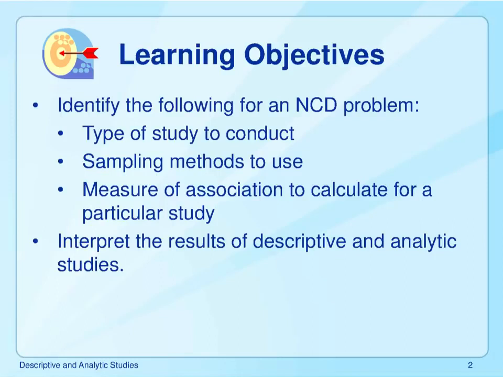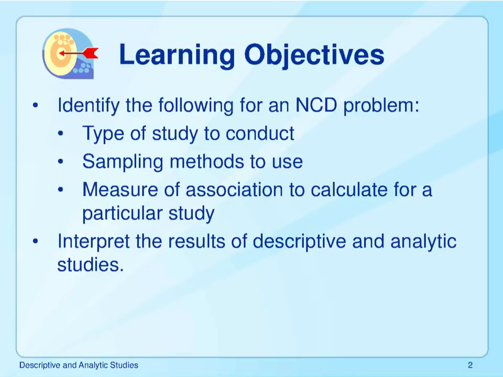Now, at the conclusion of this lecture, you, the student, should be able to do the following. First, when presented with a specific NCD problem, such as determining the risk factors for obesity in a population of school-age children, you should be able to identify what study type you would use. Second, what method you would use to sample the population, or in other words, choose participants for your study.